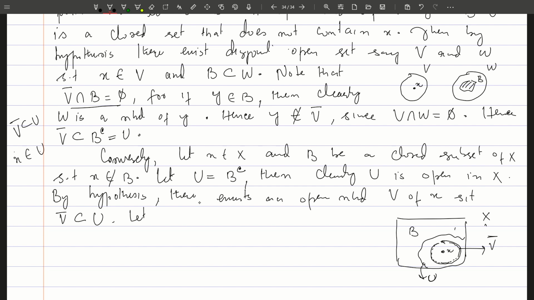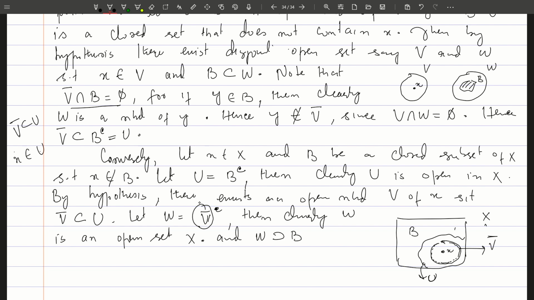So let W be the complement of the V closure. Then clearly W is an open set in X, because this V closure is closed, and this W is disjoint from V, because if we look at the complement of V closure, then it has to be outside this set. So obviously it contains B. So therefore, this is an open set in X.